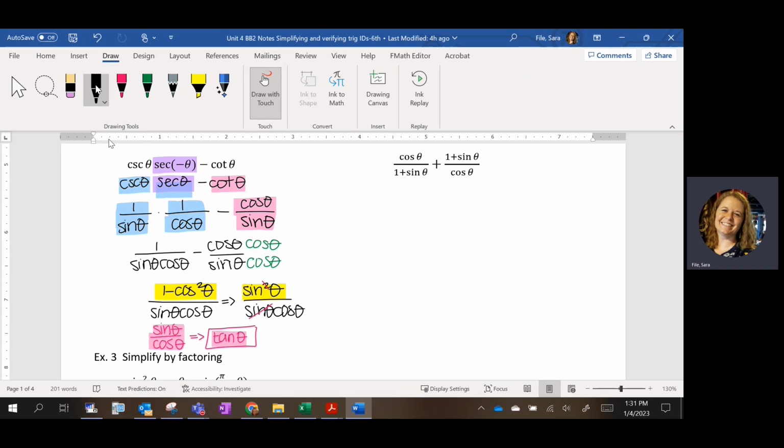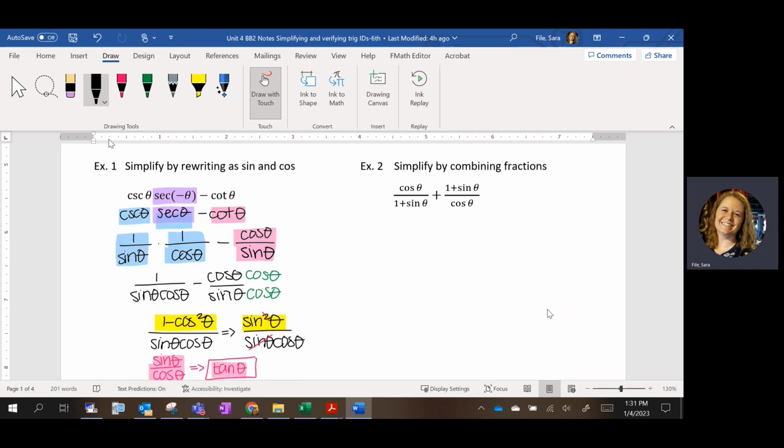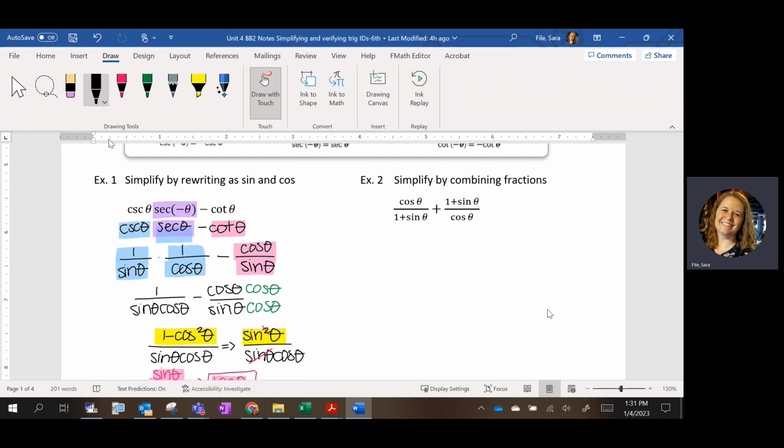Okay, let's try 2. I've got 2 fractions that I need to combine because it says simplify by combining fractions. What did y'all just tell me that I had to have to combine the fractions? So I need a common denominator here as well. On the last one, I was able to just multiply one of the fractions to change the denominators to match. Can I do that here? So what do I have to do if I can't change just one of them? I have to multiply them by each other, right? I'm going to have to change both of them.